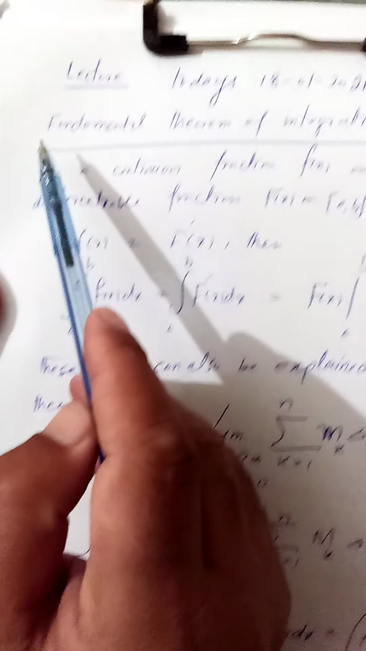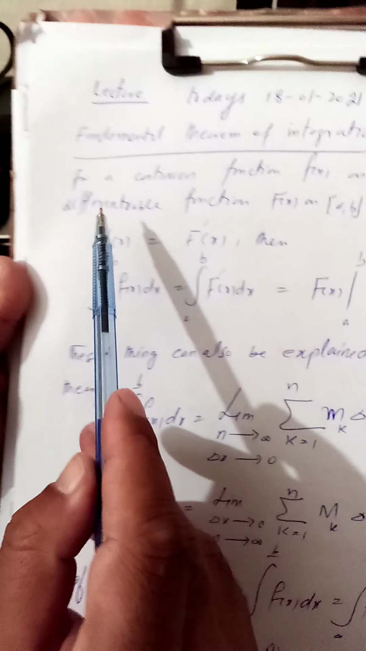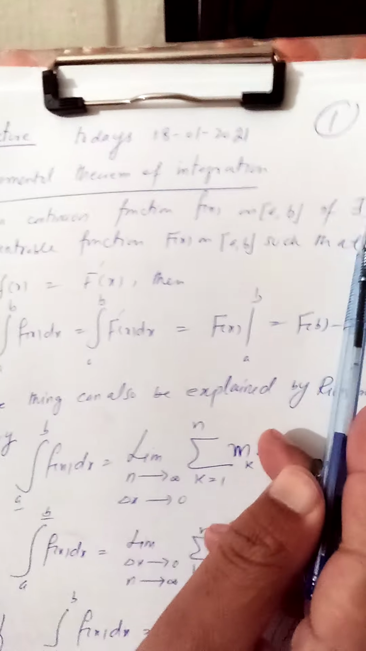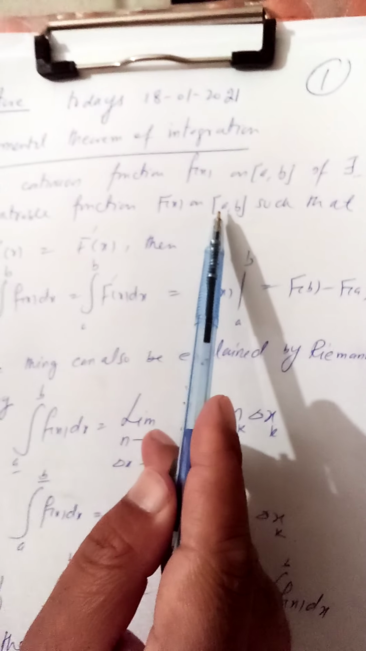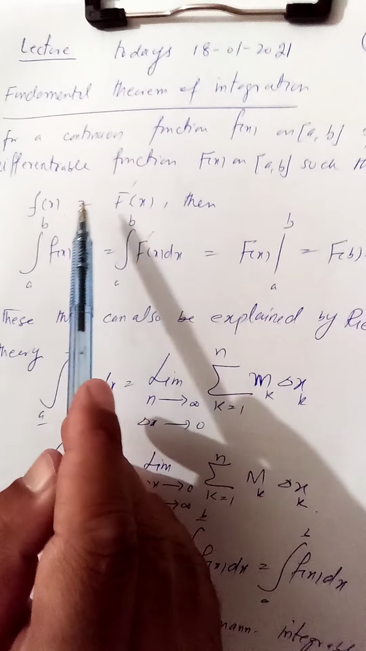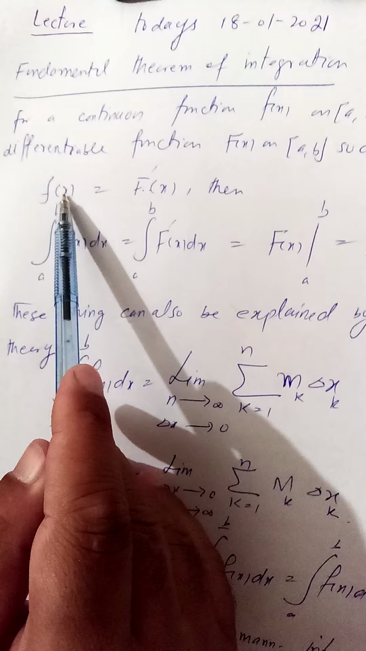Today we are going to describe the fundamental theorem of integration and some properties of the definite integral. For a continuous function f(x) over a closed interval [a, b], suppose there exists a differentiable function capital F(x) on the closed interval [a, b] such that f(x) is equal to the derivative of F(x). Keep in mind that this function F is called the primitive of f.